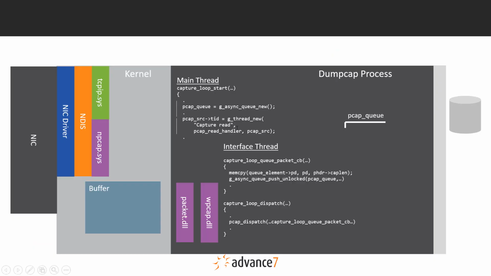To describe the data flow, I'm going to start on the interface thread, which started, if you remember, at pcap read handler, but that actually ends up dropping into a function called capture loop dispatch.